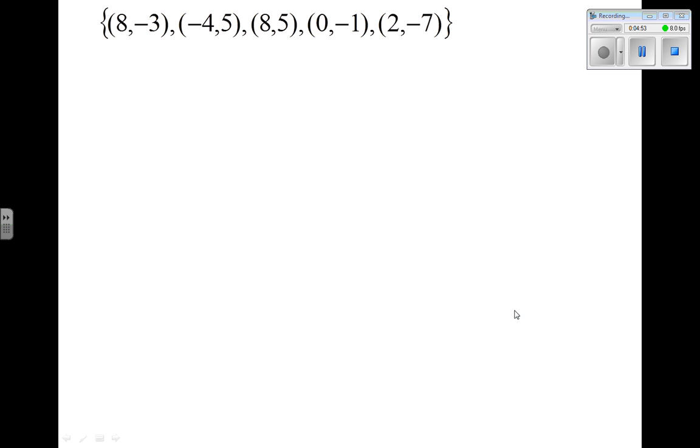Here's the next example. I want you to do that one on your own. So place it on pause and tell me whether it is a function, and then state the domain and the range.